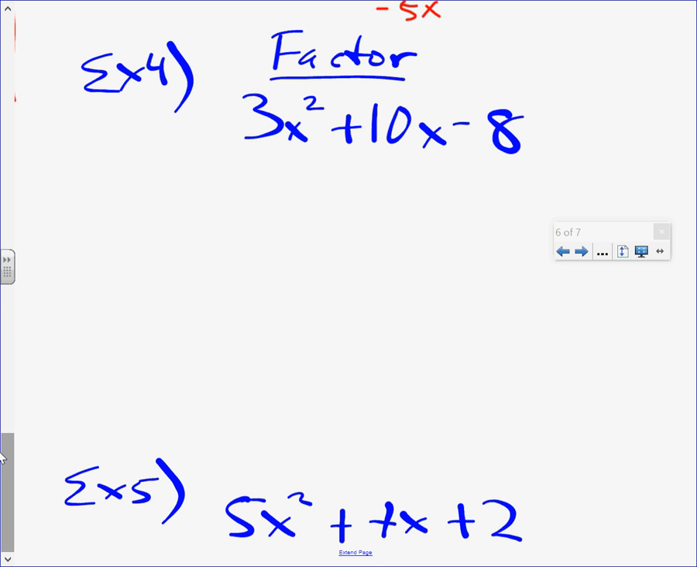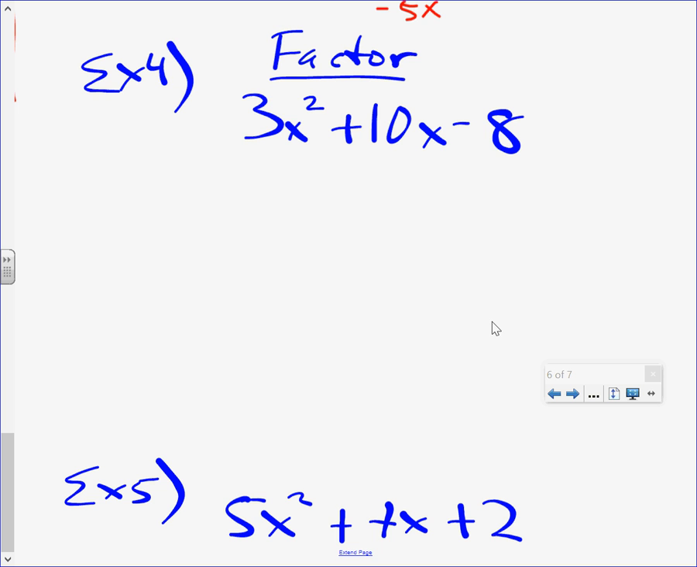Let's do it. Factor 3x squared plus 10x minus 8. Jones, phone away. Example 4. I want to give you the stamp. No phones out. 3x squared plus 10x minus 8. 3x squared plus 10x minus 8. I'm telling you.